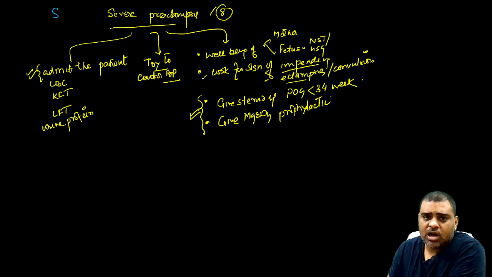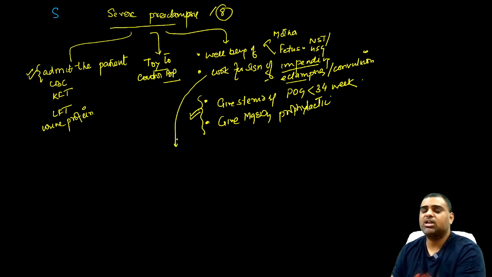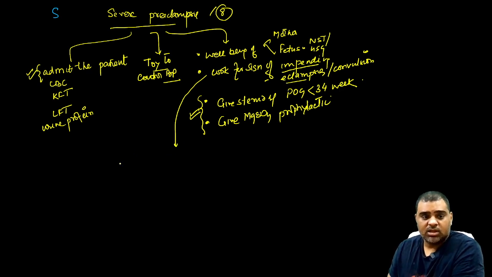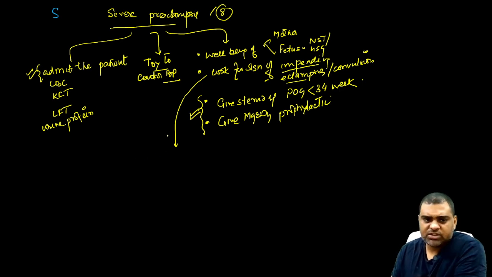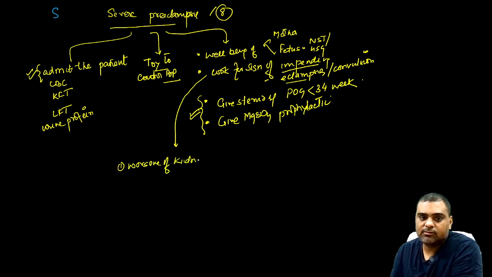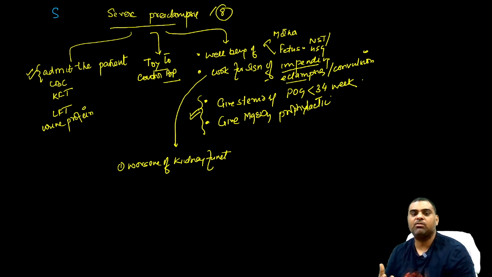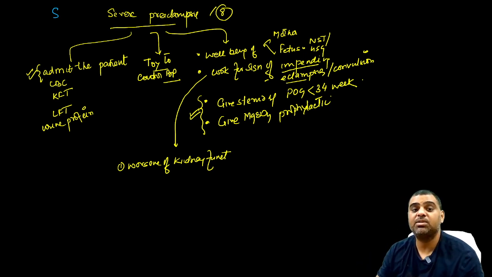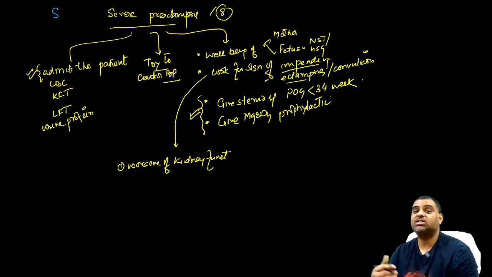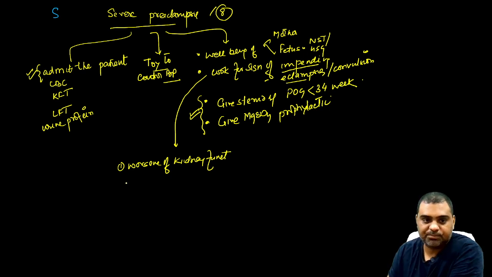Now, what are the signs for impending eclampsia? The signs will be more or less same. First will be if there is worsening of kidney function. As we already know that in severe preeclampsia, creatinine is 1.1, but now it is becoming 1.4, 1.8. Then that means there is worsening of the kidney function, and this is one of the signs of impending eclampsia.